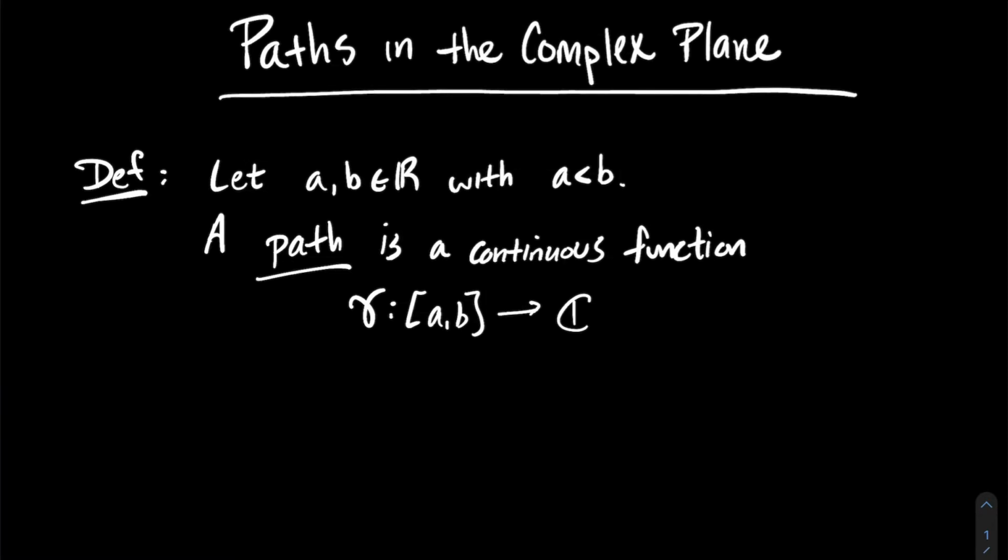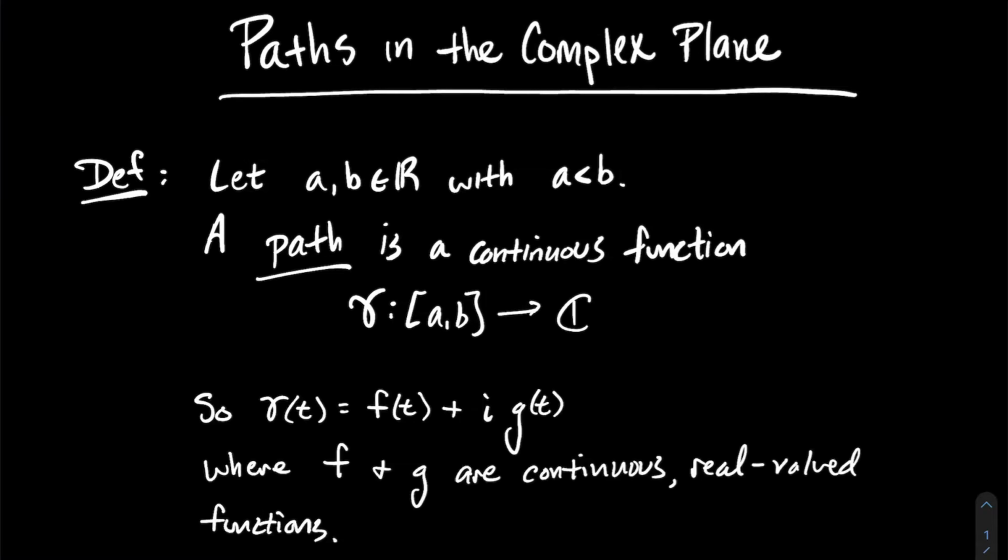And its domain is the interval of real numbers from a to b, so all numbers between a and b, including a and b, to the complex numbers. So notice, you can think of gamma as a function: you input a real number, but it spits out a complex number.